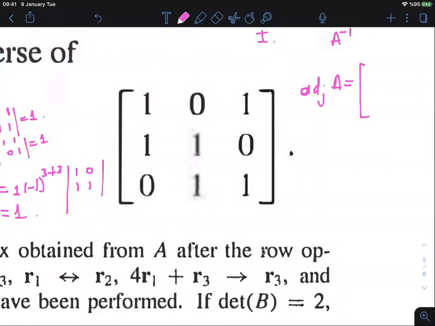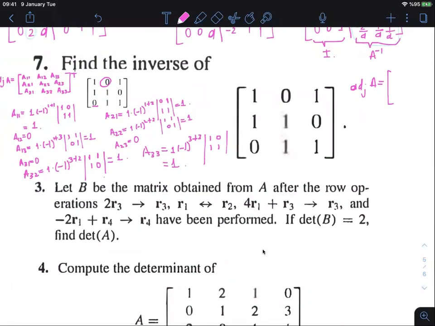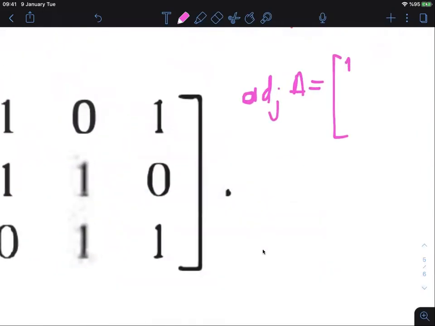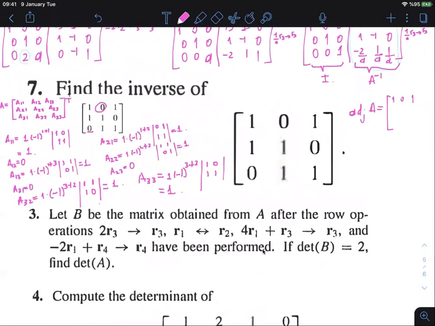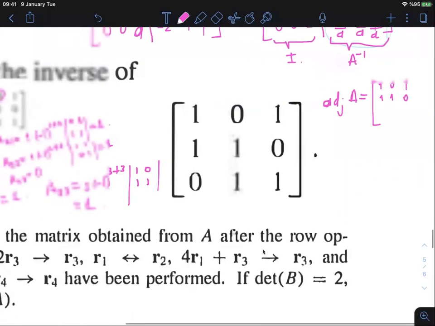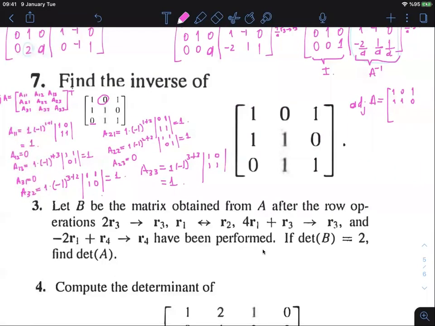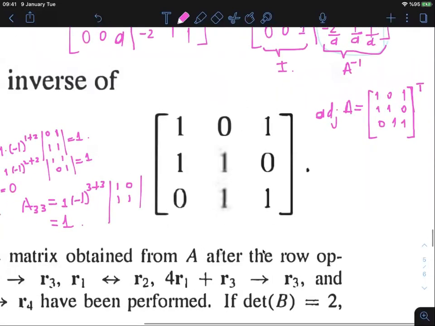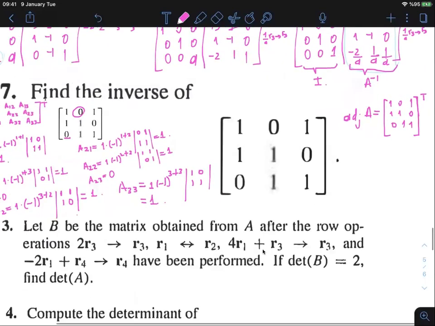The Adjugate matrix is going to be 1, 0, 1, and then the second row is 1, 1, 0, and the third row is 0, 1, 1. So it's basically the same as the matrix A, but there's also a transpose here. So this matrix is special. Its Adjugate matrix is a transpose of itself.